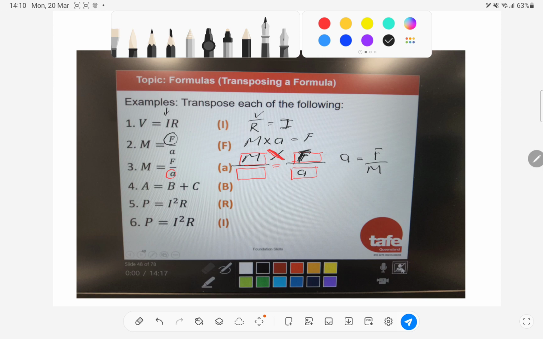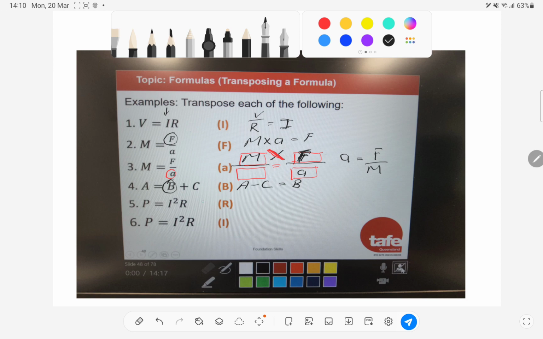If I want to find B, I can go, B is here. What happens to a plus when it moves to the other side? It becomes a negative. So not negative, I take it away. So I'm going to have A minus C equals B.